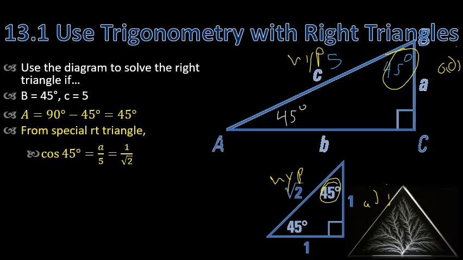So the A over 5 is from the top triangle, the 1 over square root of 2 is from the bottom triangle. So I can take that and cross multiply, or multiply both sides by 5 is what I did. And I got 5 over square root of 2. I can't have a square root in the denominator, so I multiplied the top and bottom by square root 2.